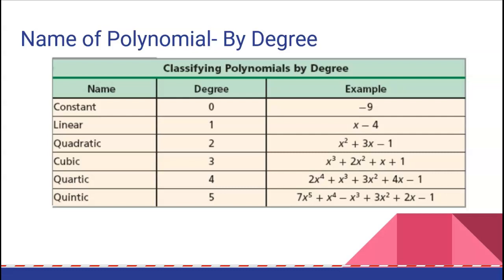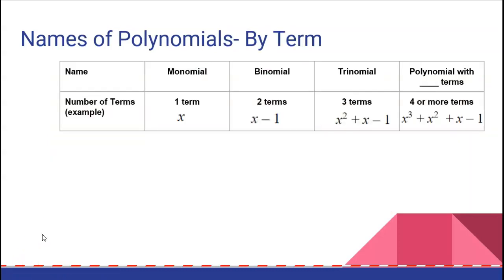A quartic polynomial has a fourth degree, and the leading coefficient could be 2. And we could write that as 2x to the fourth plus x to the third plus 3x squared plus 4x minus 1. And we have a quintic polynomial expression which has a fifth degree, and the 7x to the fifth plus x to the fourth minus x to the third plus 3x squared plus 2x minus 1 as an example.